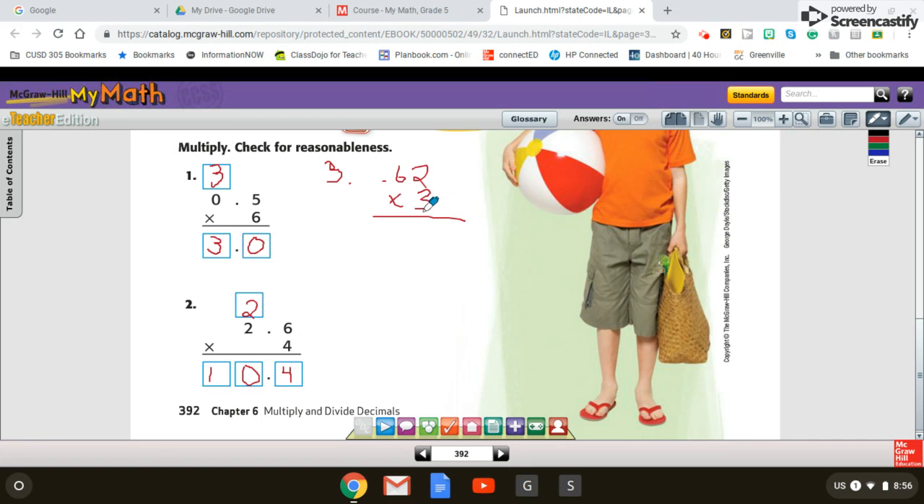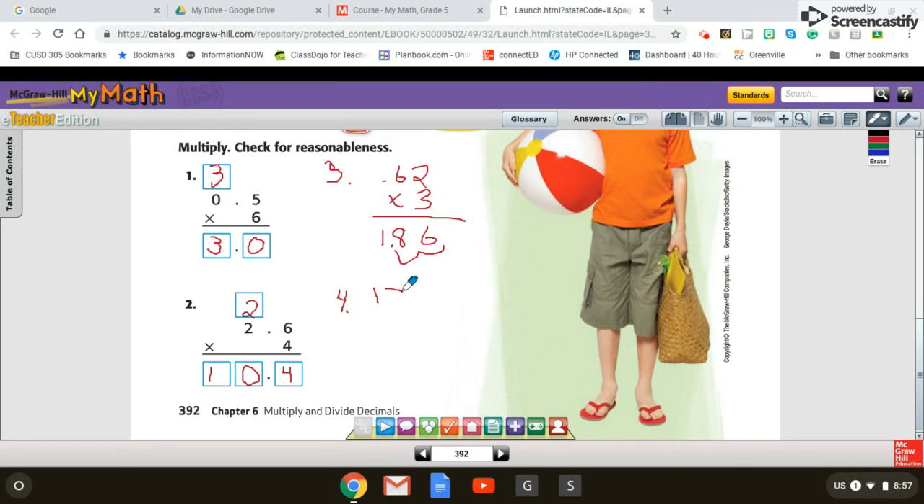Okay. 3 times 2 is 6. Correct. 3 times 6 is 18. Okay, we have 2 places after the decimal point here, so we have to have 2 places after the decimal point here. So we're going to start here and go over 1, 2, and right there we're going to place our decimal point. So our answer is 1 and 86 hundredths. All right, do number 4.